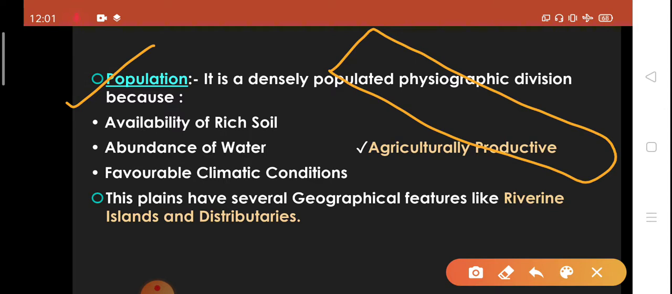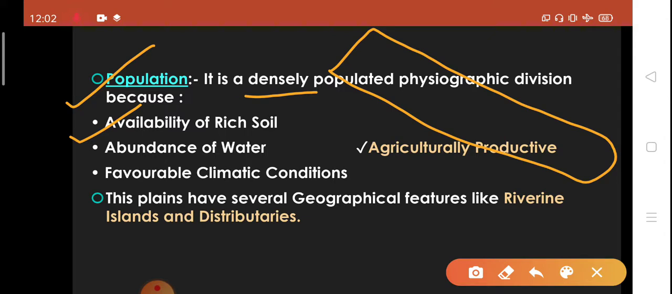So it is a very densely populated area. Densely populated means that there are so many people living in the northern plains. There are basically three reasons why so many people live in these northern plains. The first reason is that we have rich availability of soil. That means a lot of rich soil.